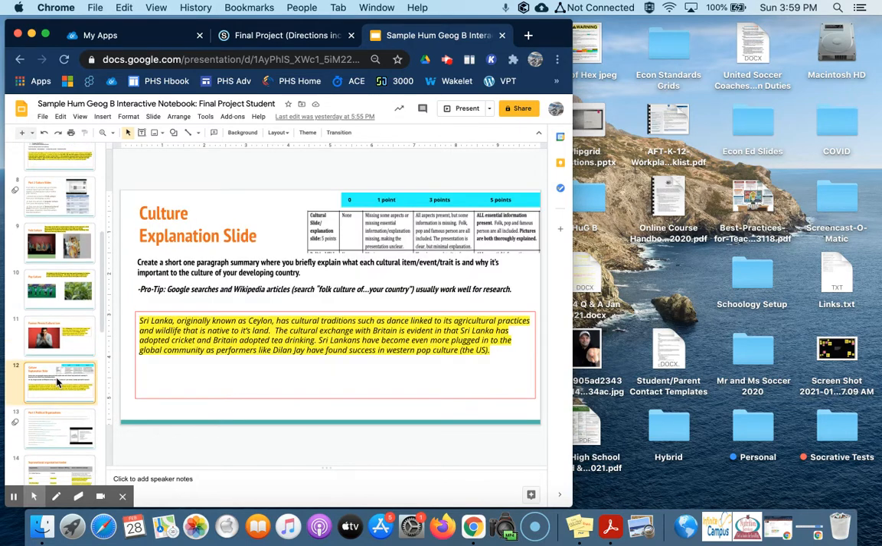And when it comes to the culture explanation, then you want to make sure you have all your images, your folk culture, your pop culture, your famous person are included, and you explain your pictures. And then in a short paragraph, summarize what each cultural item or event was and why it's important to the culture of your developing country. And I think when I connected Sri Lanka's culture to the growing global community, because a lot of what they do is dependent upon trade with other countries.